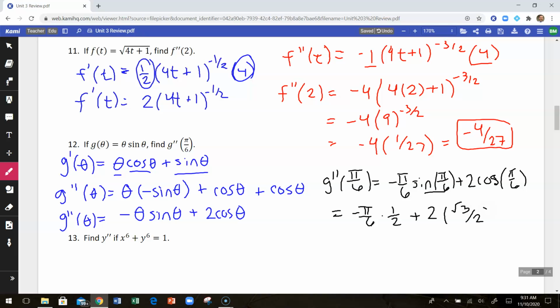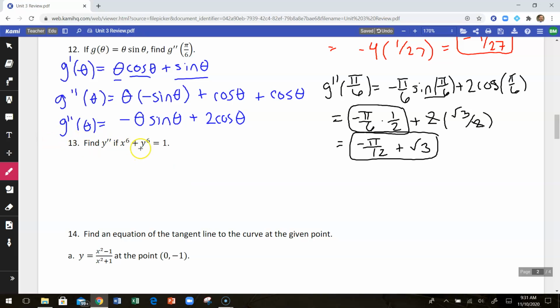of 3 over 2. So this product would be negative pi over 12. And then root 3 over 2 times 2, my 2's are going to cancel out. I'm just going to get plus root 3. And there's not really much I can do at that point to simplify that any further. So negative pi over 12 plus the square root of 3 would be my answer there.